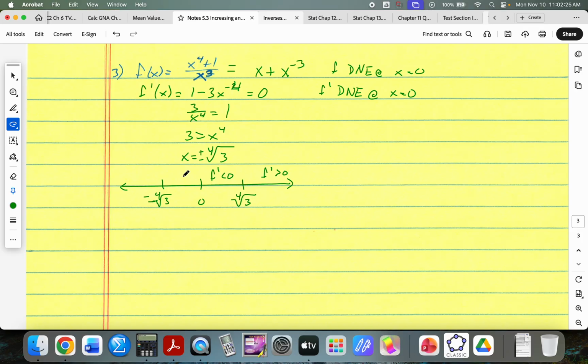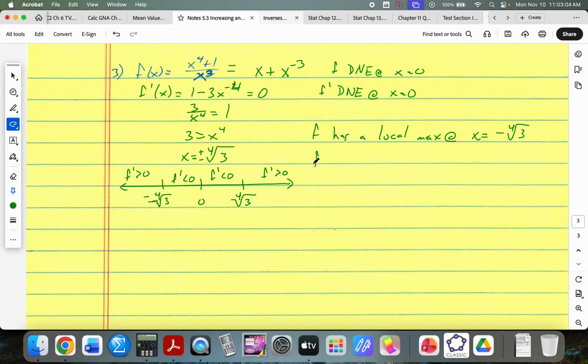If I substitute in -1, well, since it's to the 4th power, it's still going to be negative over here, isn't it? And then over here, I'm going to have f prime positive again. So f has a local what at negative 4th root of 3? Yeah. Max at x equals negative 4th root of 3.